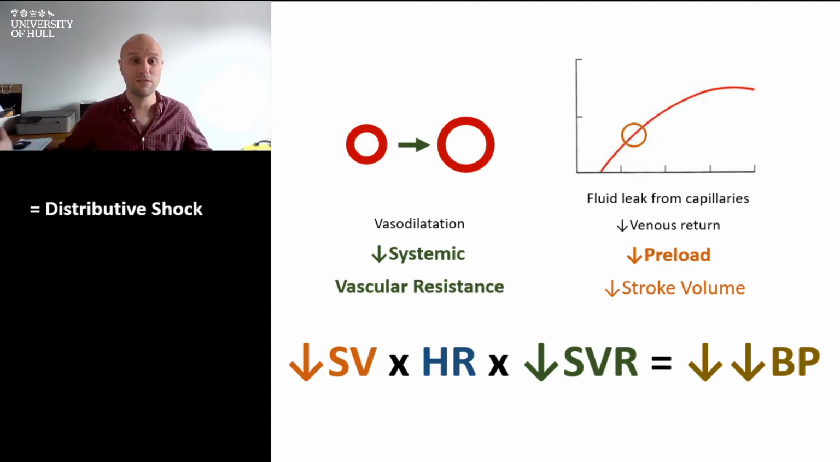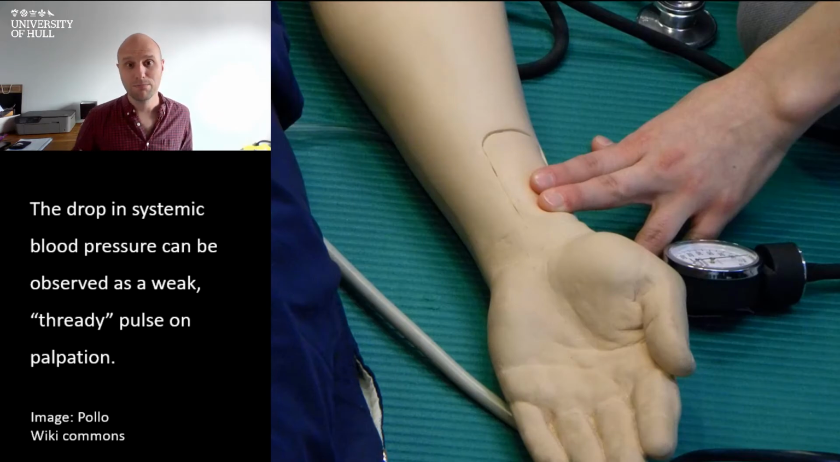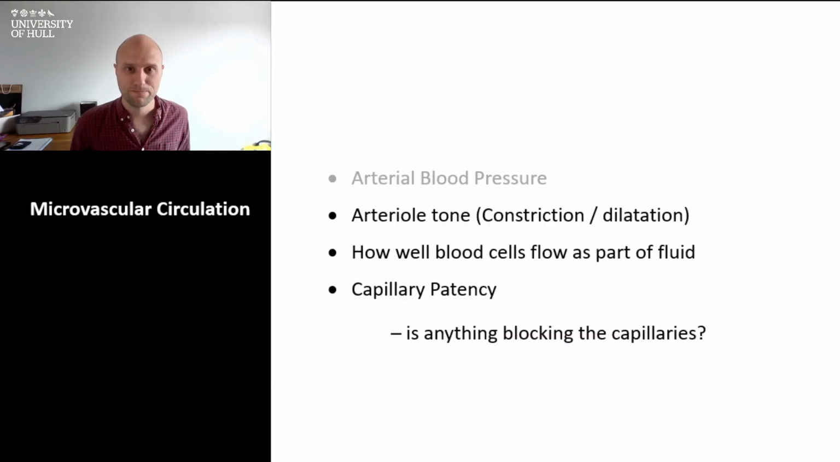So no fluid leaving the body, the pump's working okay, but the fluid that is in the body isn't in the right places. It's too spread out and it's leaked into the tissues. And because we get this drop in blood pressure, that patient begins to feel sort of a bit cooler, and they have this weak, what we call a thready pulse when we palpate it.